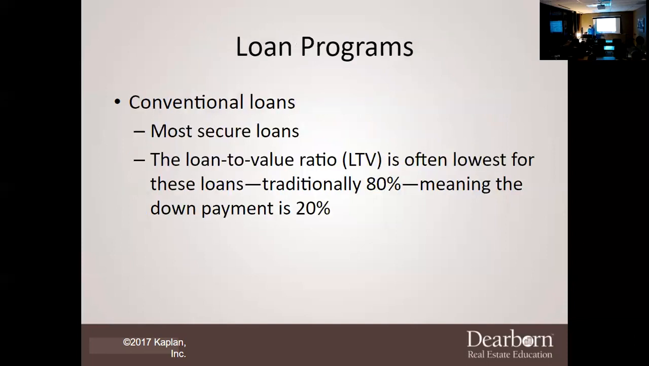Now, the next one is conventional loans. Conventional loans are going to be the most secured loans, and these are the best loans. Okay. A conventional loan comes from a bank. It is not governmentally backed. There's no governmentally backed conventional loans. It is a bank using their own money.